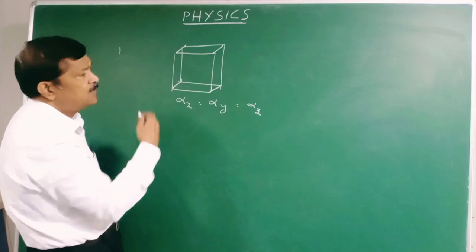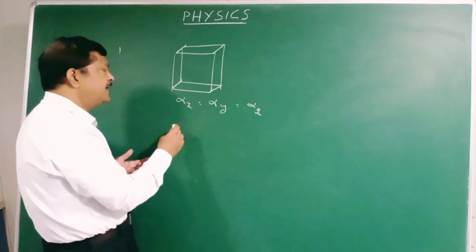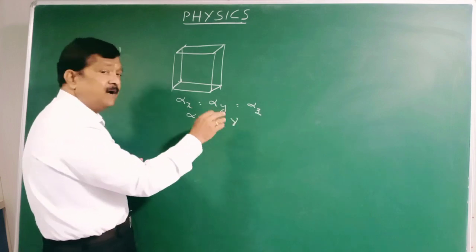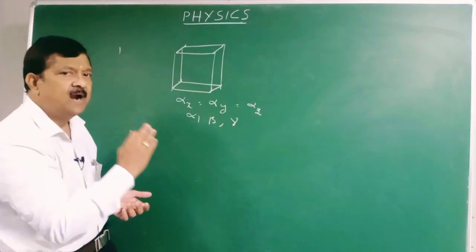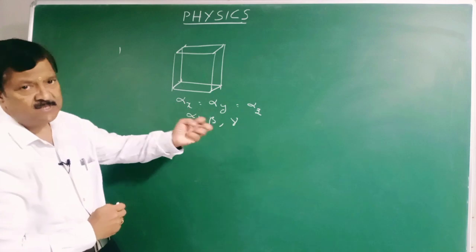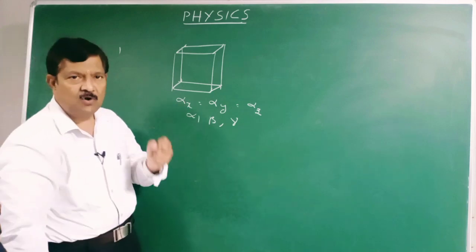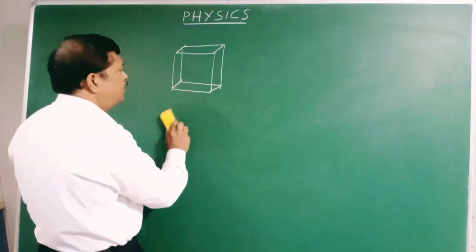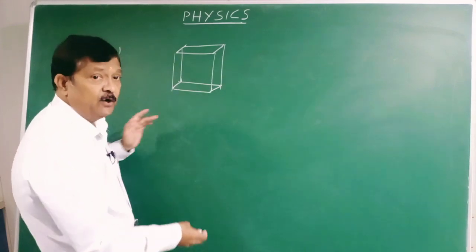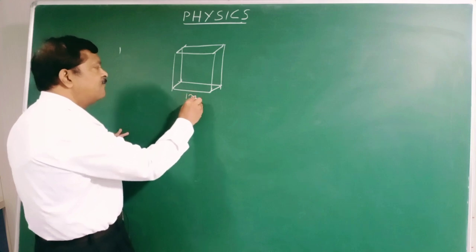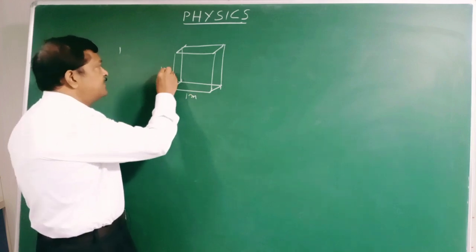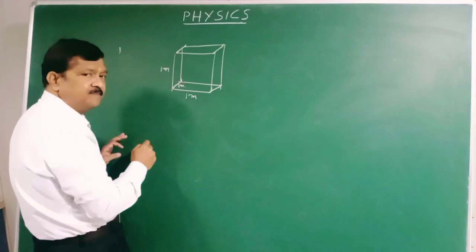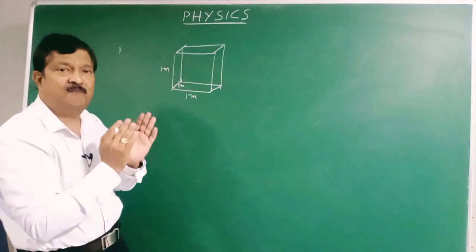Now for an isotropic solid, we can have a relation between the coefficients of expansion alpha, beta, gamma. How to establish this relation? Let us go for this derivation. Let us consider a cube of dimension 1 meter. That means it has 1 meter length, 1 meter breadth and 1 meter height. So it is a cube of 1 meter.